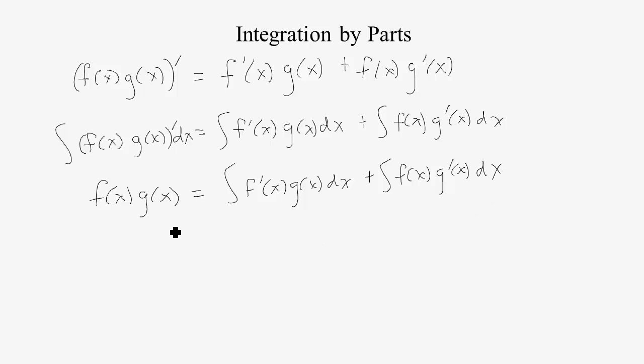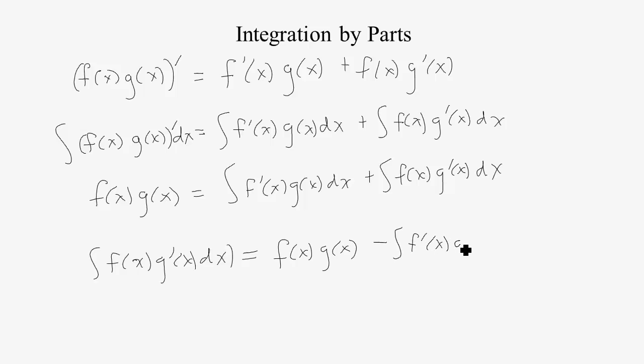Now, how can we use that? Well, let me get one of these integrals alone on one side. So on one side, I'll have the integral of f of x g prime of x dx, and then I'll move the other stuff over here. So I have f of x times g of x minus the integral of f prime of x g of x dx.